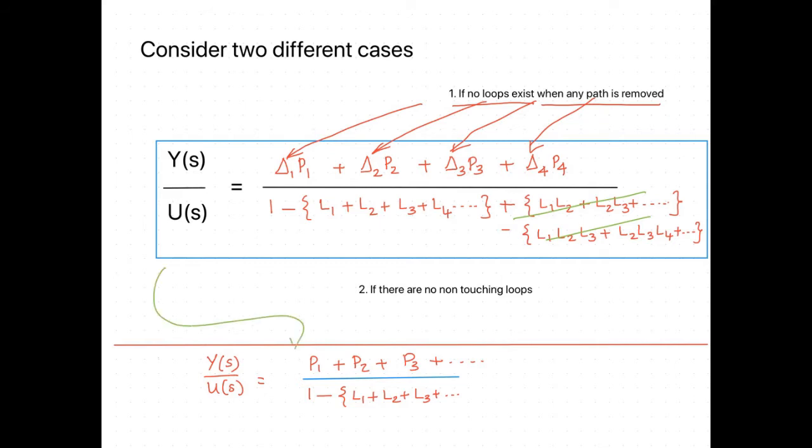So the transfer function equation reduces to the one shown here, which is P1 plus P2 plus P3 plus etc. by 1 minus (L1 plus L2 plus L3 plus etc.). Which means that if you can write a transfer function in such a way that all the numerator terms represent paths and denominator terms can be represented by 1 minus the sum of loops, then we can obtain a unique signal flow graph.